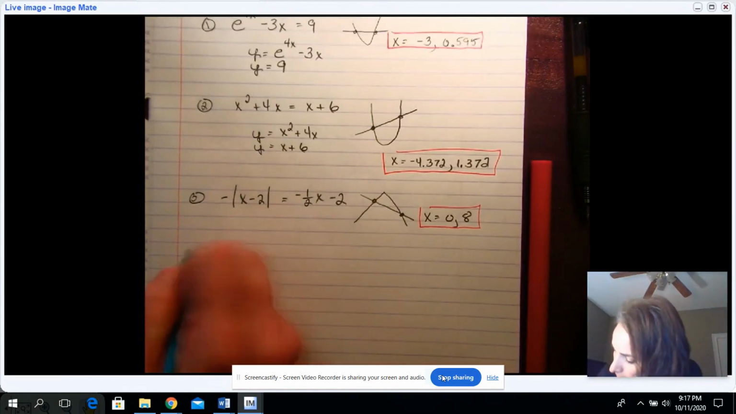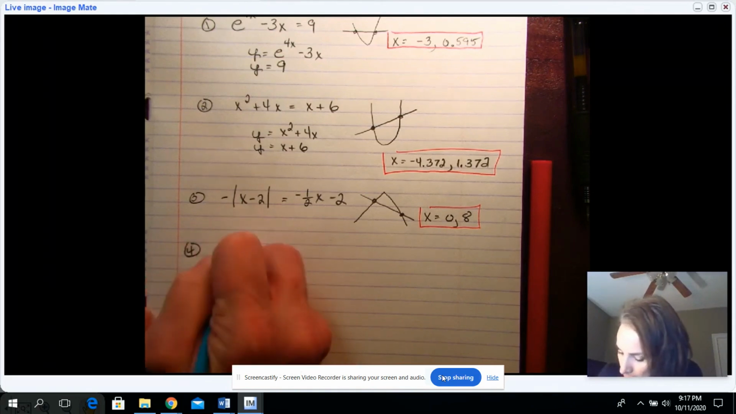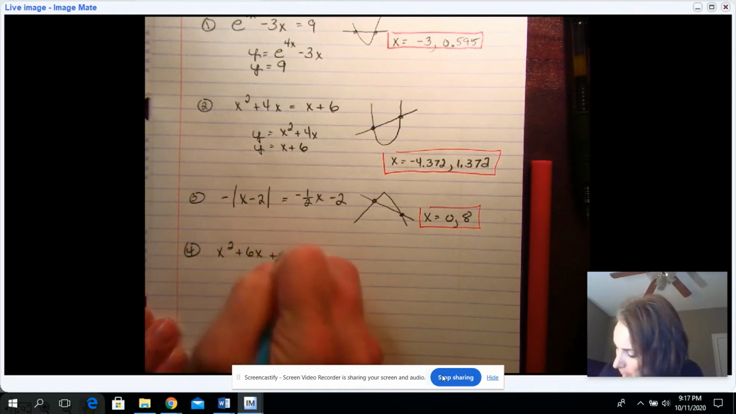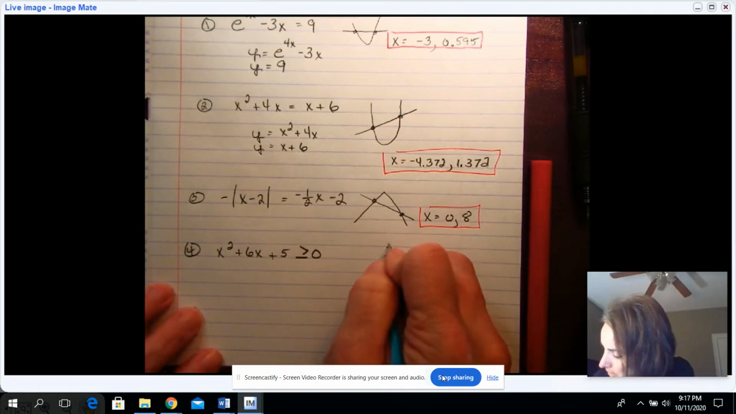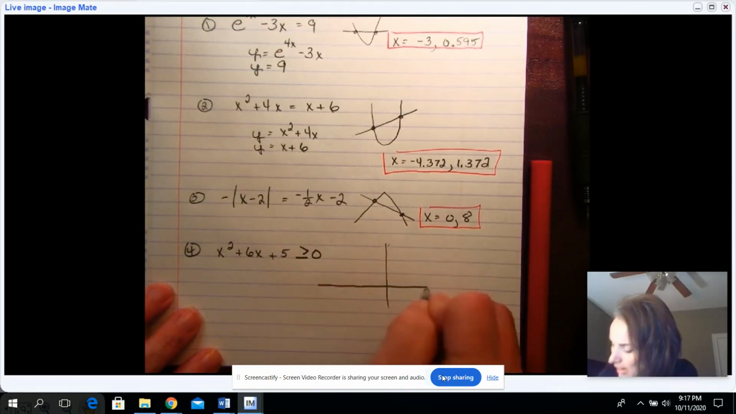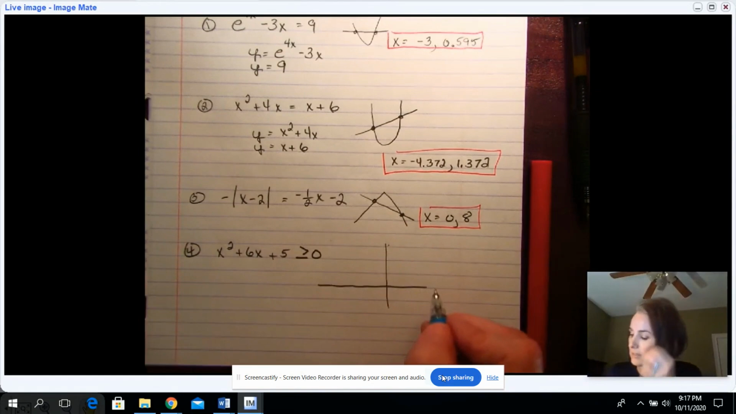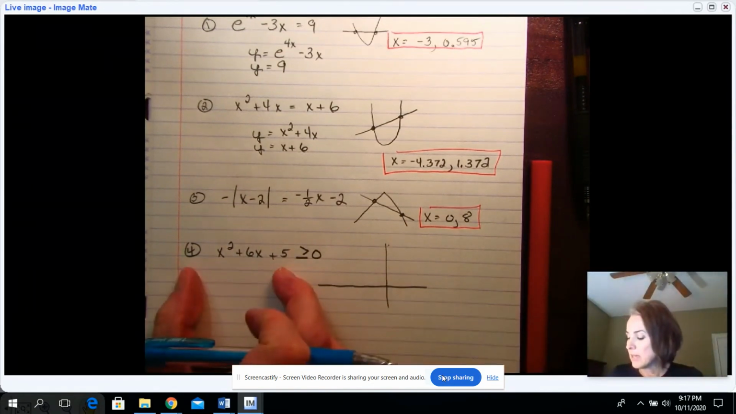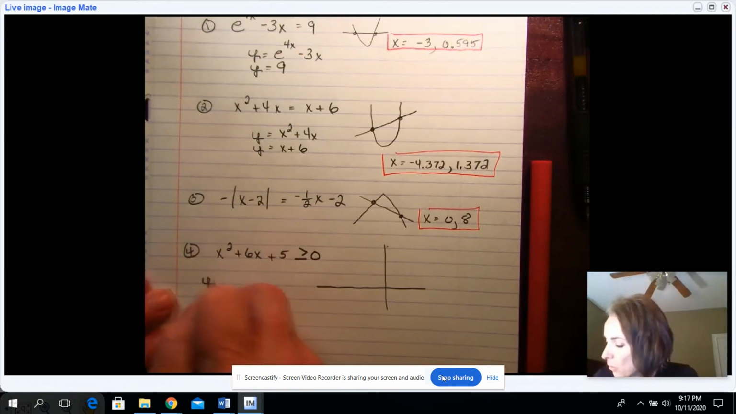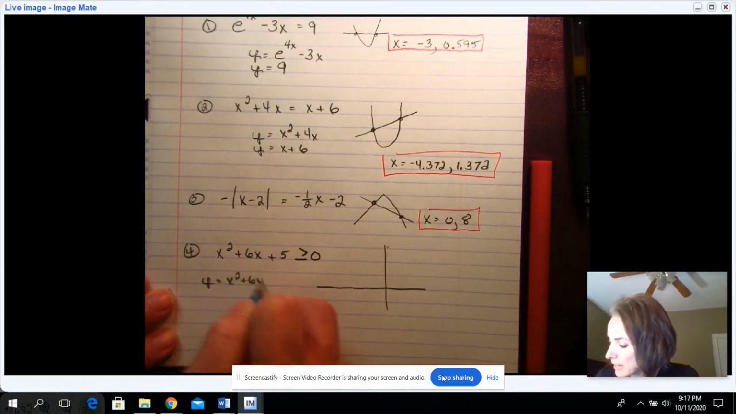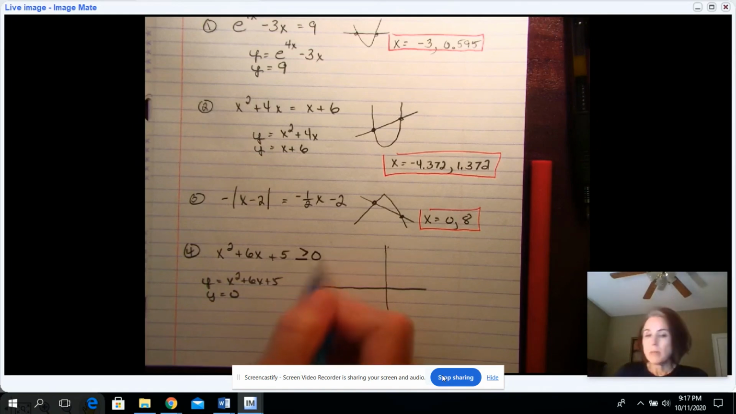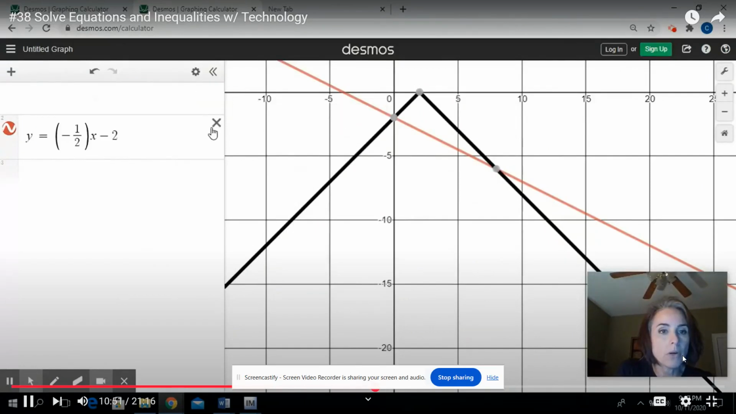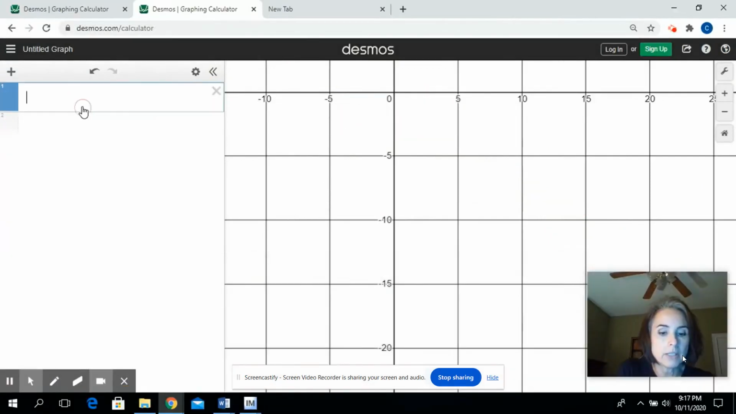All right, now this one is a little bit different. We have x squared plus 6x plus 5 has to be greater than or equal to 0. So let's graph that and see what actually happens. So x squared plus 6x plus 5. You would just have y equals x squared plus 6x plus 5, and you would have y equals 0, because sometimes there might be something else over there. But watch this. So the wording is what matters here.